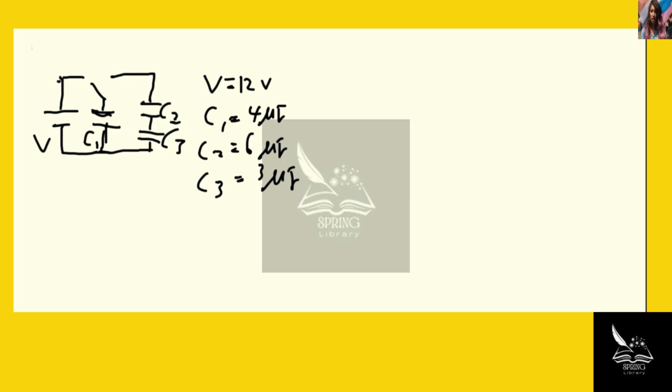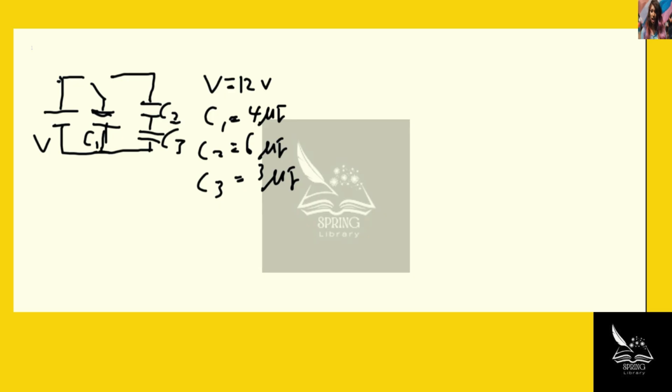The value for V is 12 volts. C1 is 4 microfarads, C2 is 6 microfarads, and C3 is 3 microfarads.